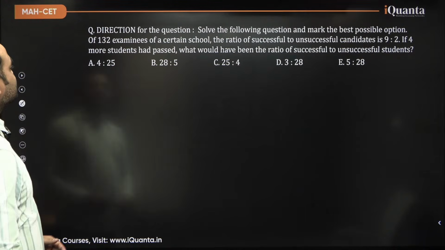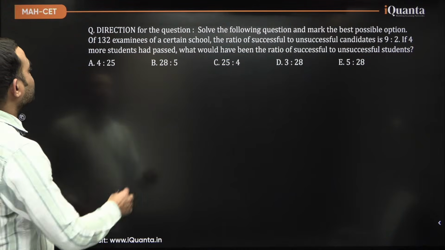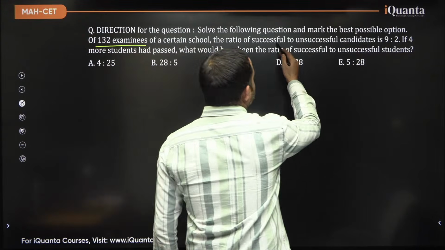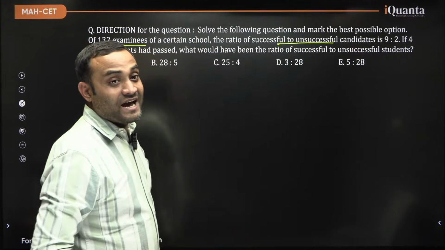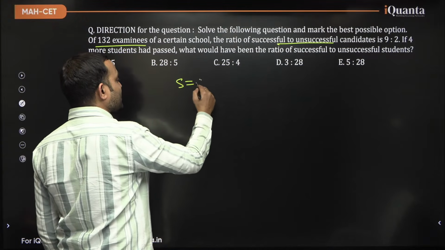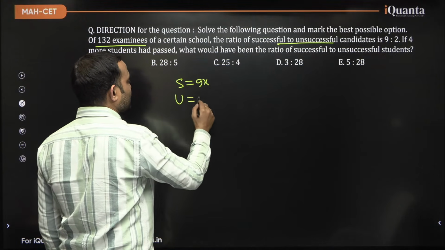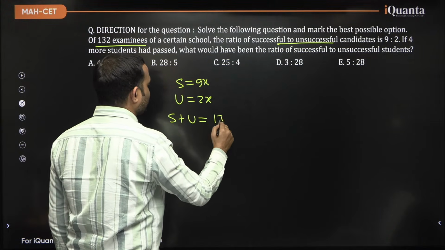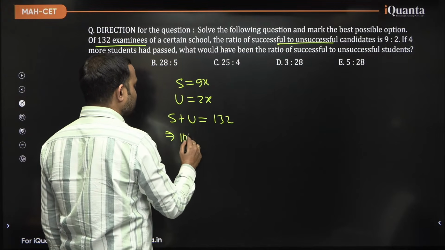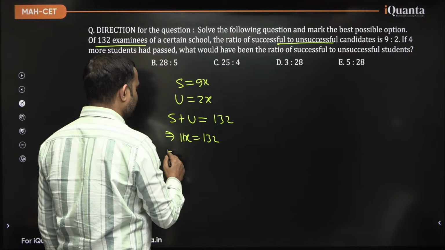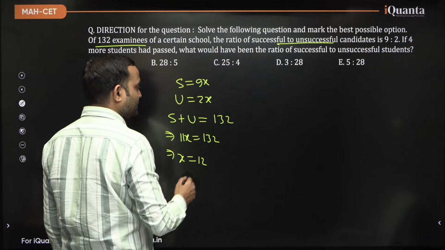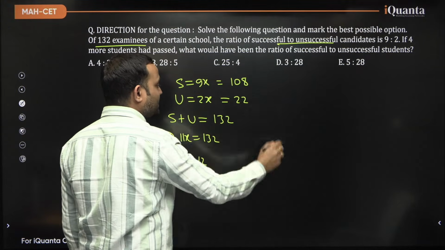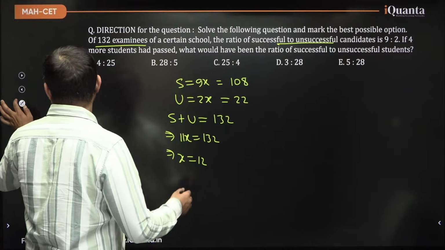So this question says, of 132 examinees of a certain school, the ratio of successful to unsuccessful candidates is 9:2. So successful candidates I can take 9x, unsuccessful candidates 2x. So successful plus unsuccessful is 132, or we can say 11x is equal to 132, or x will be equal to 12. If x is 12, successful candidates will be 108, unsuccessful will be 24.